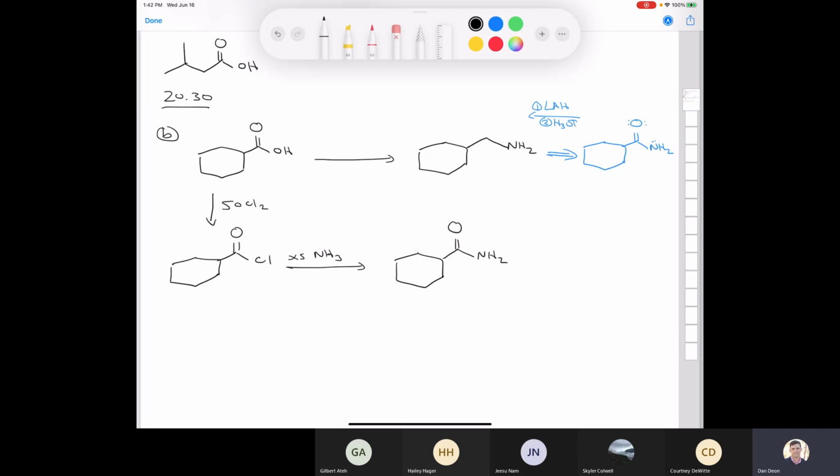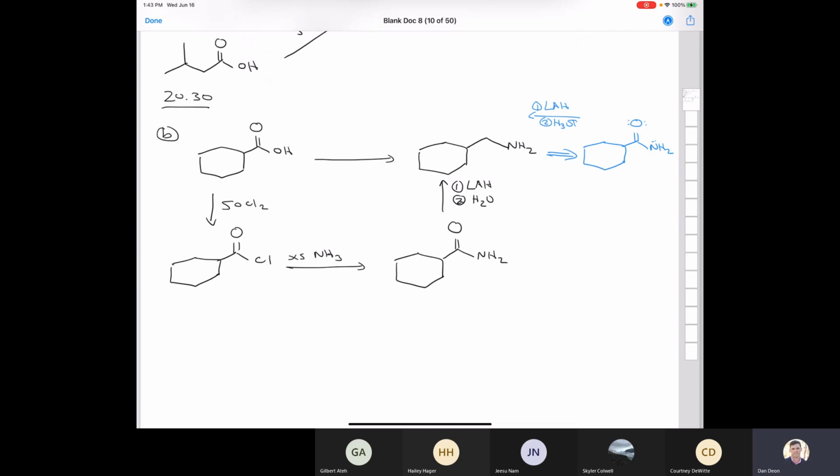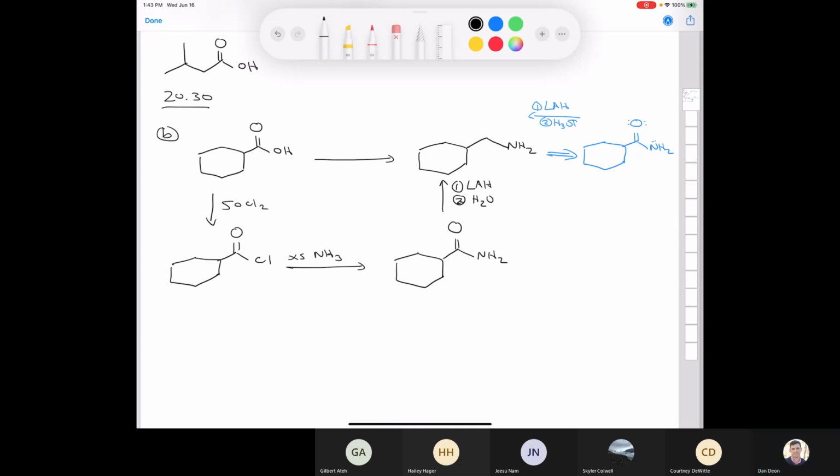Okay, and now I can take that primary amide and I can reduce it, right? I treat it with lithium aluminum hydride in the first step. And I think the second step is not aqueous acid. I think in the book it says water, like that. And there you have it. Nothing to it. Well, that's a few more steps, though, isn't it? That's a total of 4 steps overall. Still a really interesting synthesis.